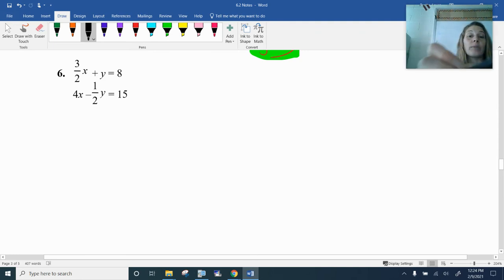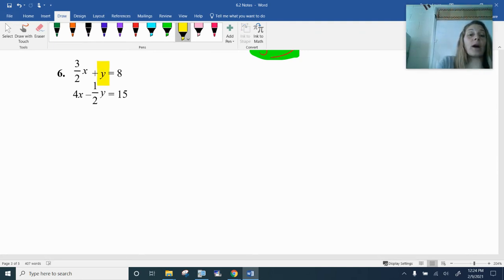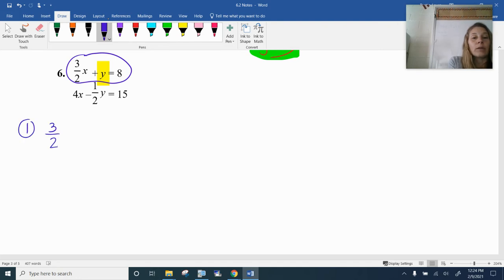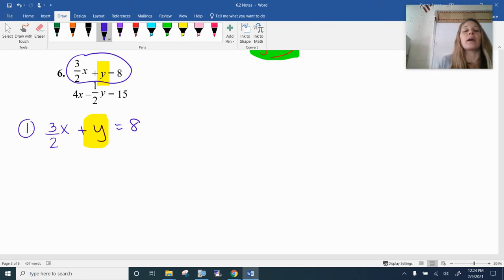Okay, so now we get to this crazy looking one here because we have fractions in there. Okay, so a couple options. Now, we do see that there is a y by itself here. So I'm still going to kind of go about doing this how I normally would. So if I take this first equation and I want to get this y by itself, don't panic too much about the fractions. All right, since this y is already by itself because it doesn't have a coefficient other than 1, I can move over the 3/2 x.